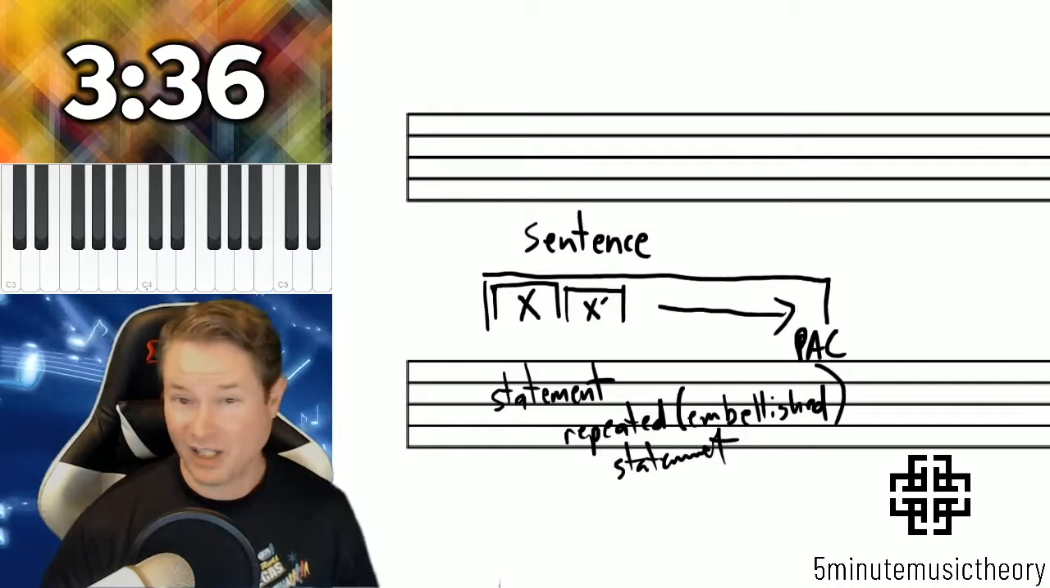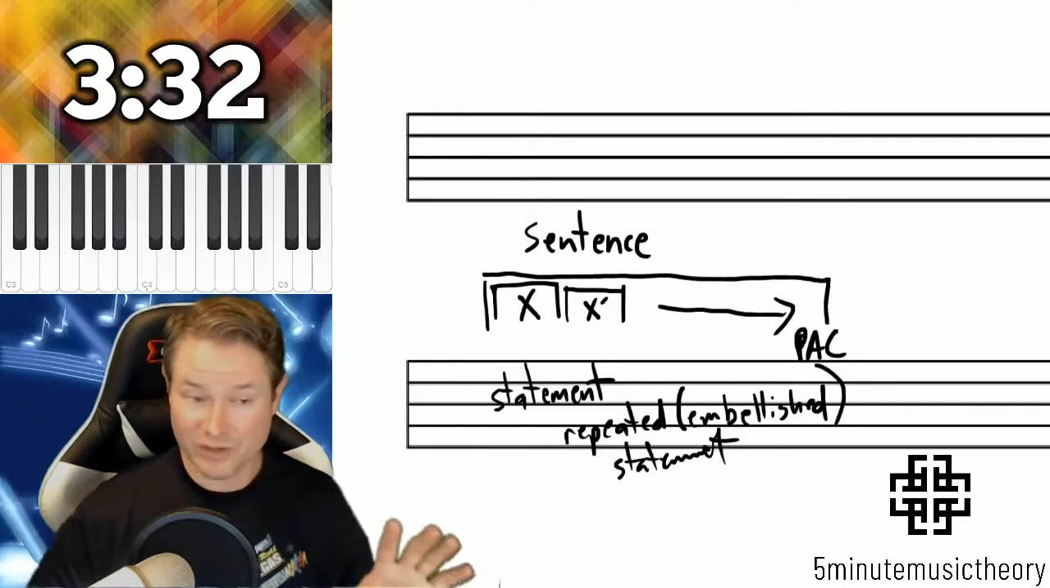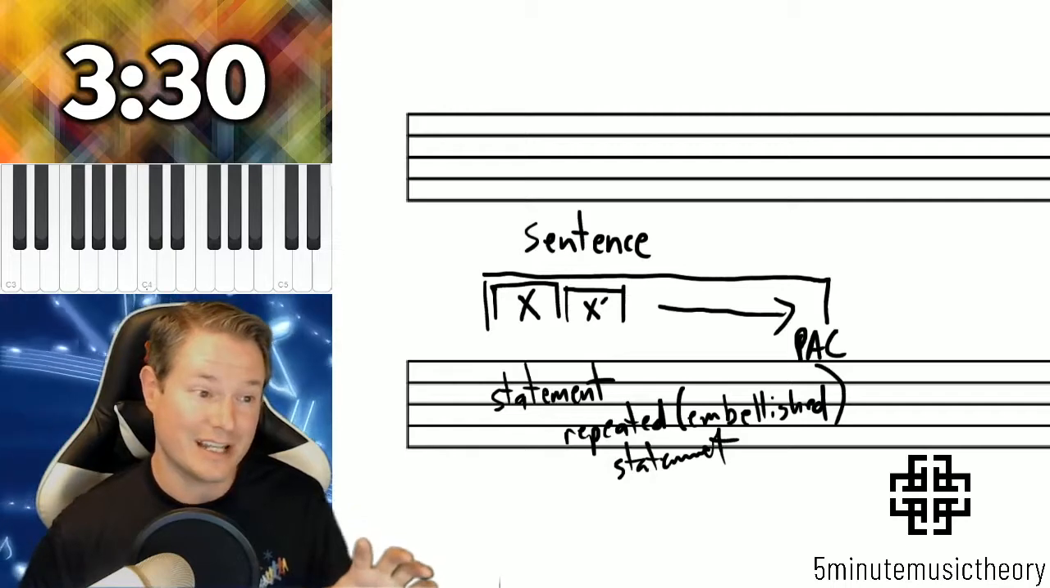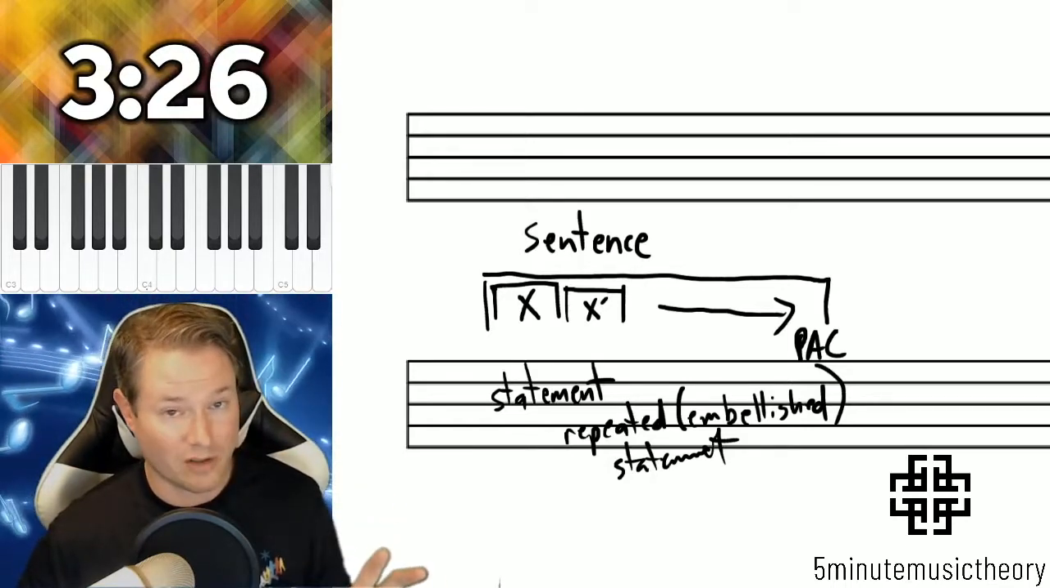Now in the supplemental material, as we start to get those in here, and as the questions start coming in, I'm going to clarify this a lot more with specific examples, but this is just to introduce the concept. So the sentence is different than the period because there's no antecedent or consequent.